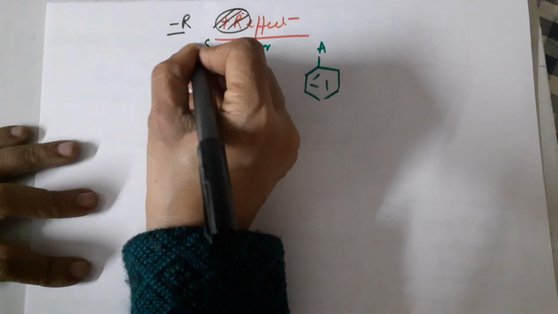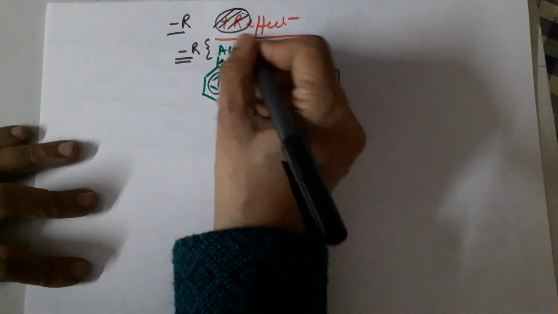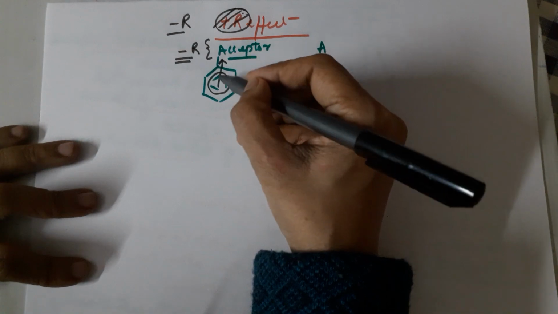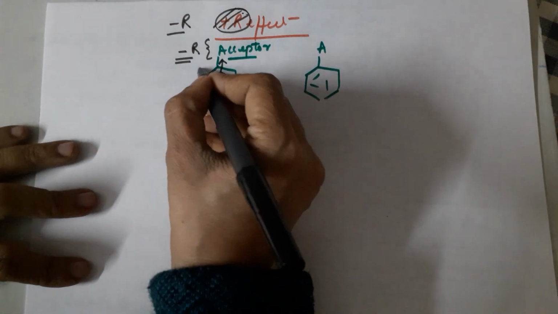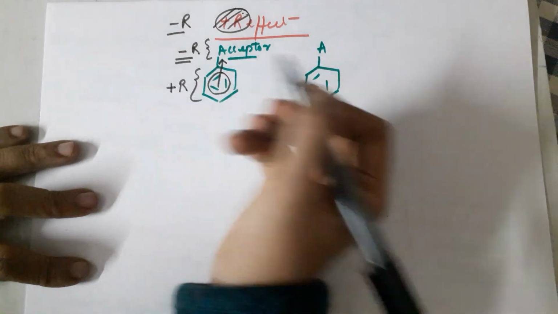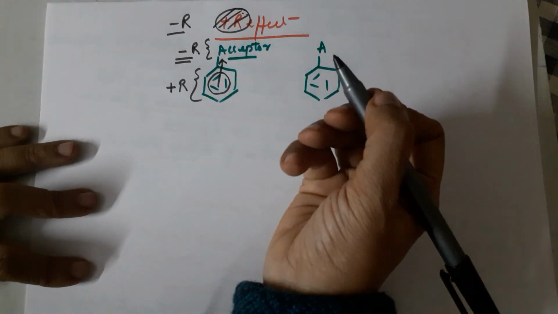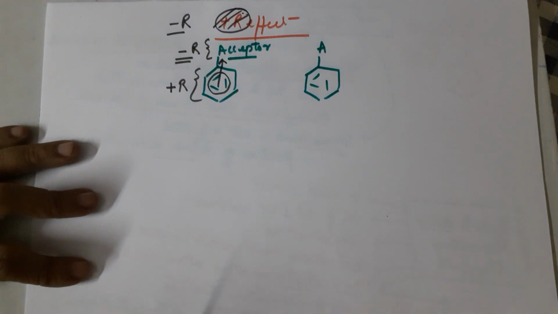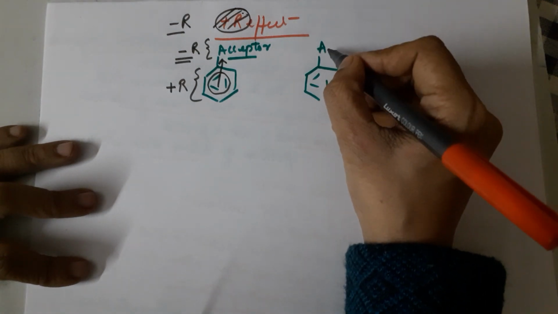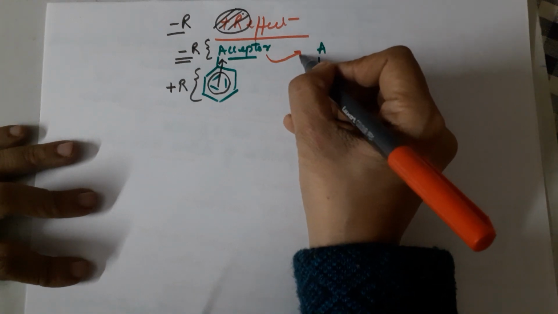When do we call it minus R? Because the electron density will be more on the acceptor once the electrons from the benzene ring move up. Now, since the benzene ring is losing electrons, this is said to have a plus R effect because the electrons are going away from it. Generally speaking, I would be taking the benzene ring along with an A, where my A refers to the acceptor atom.